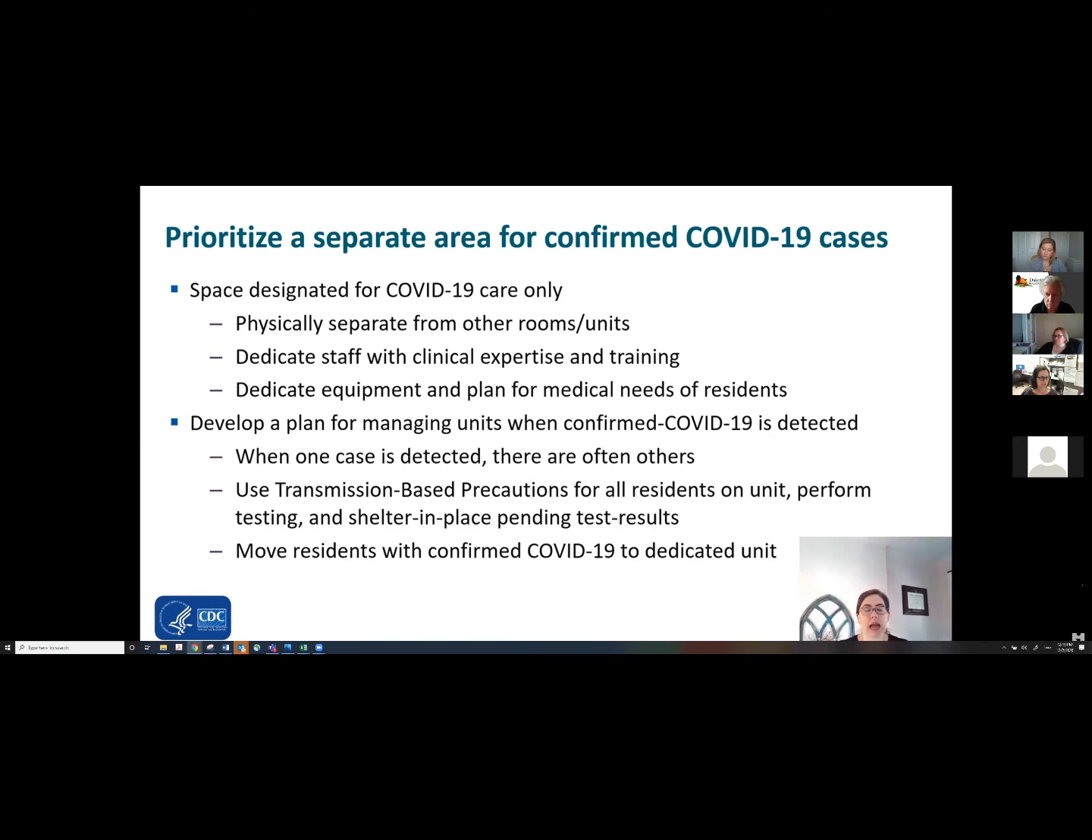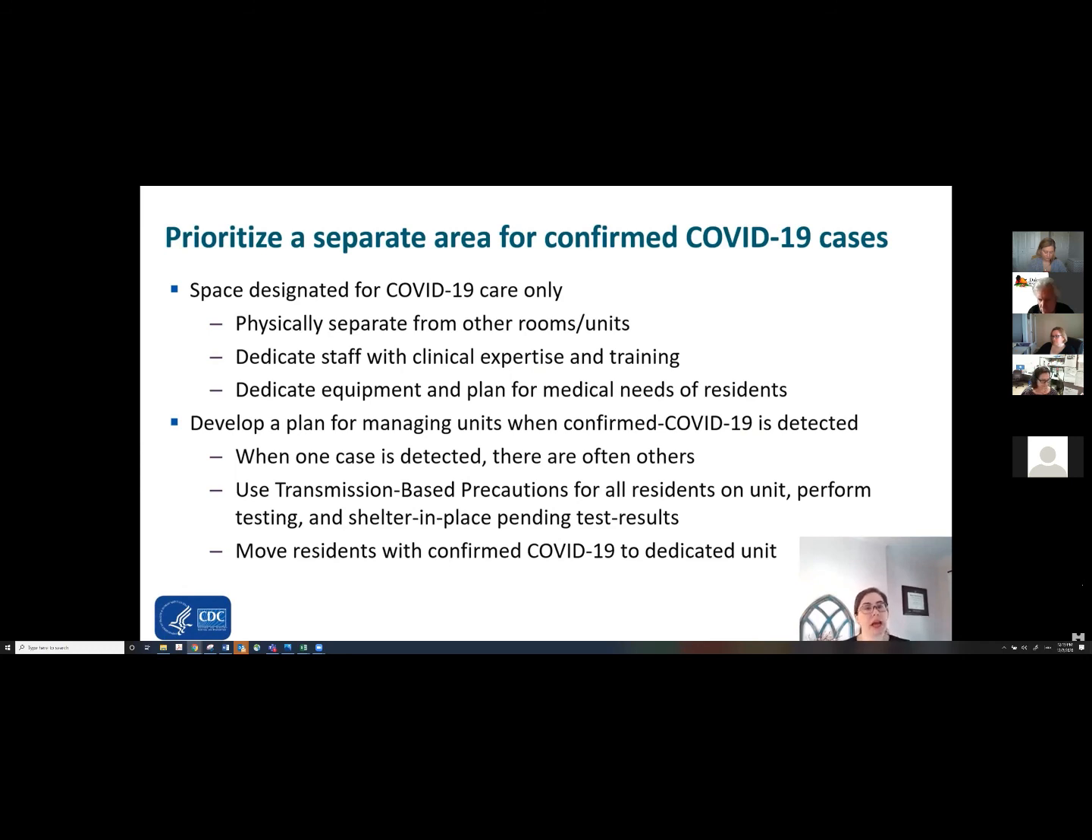So CDC's guidance recommends that you really try to approach the entire building if you are able to, and consider testing and using transmission-based precautions, because what we have seen during this outbreak is that once you find one case of COVID-19, if you look, you will find others. And you want to identify them as early as possible so that, again, you can prevent spread and additional exposures.